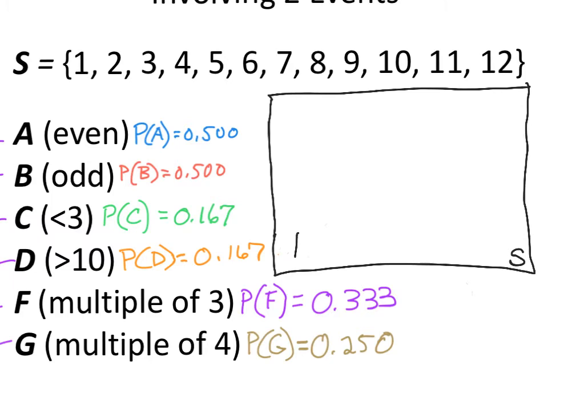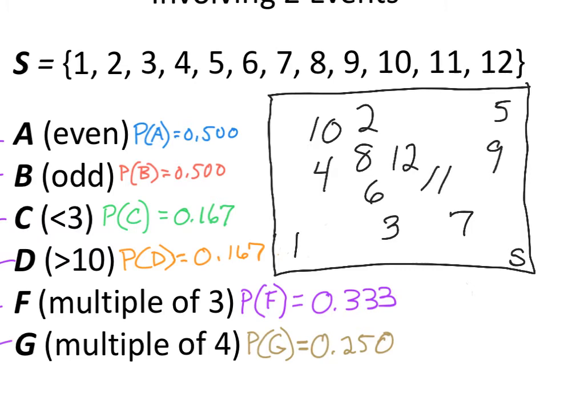So we'll have like 1, 2, 3, 4, 5, 6, 7, 8, 9, 10, 11, 12. Oh, that's all of them, right? Okay, there are all of the numbers inside our sample space, S. And now all of the even numbers represent event A. Okay. And let's see, let's take a look at event D. All of the numbers greater than 12.